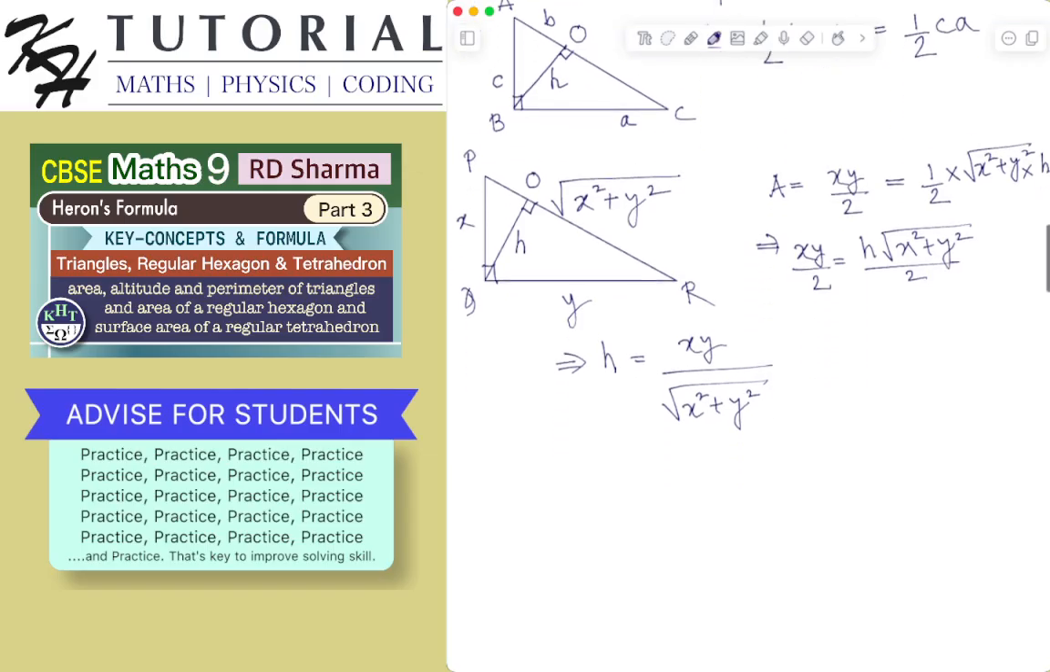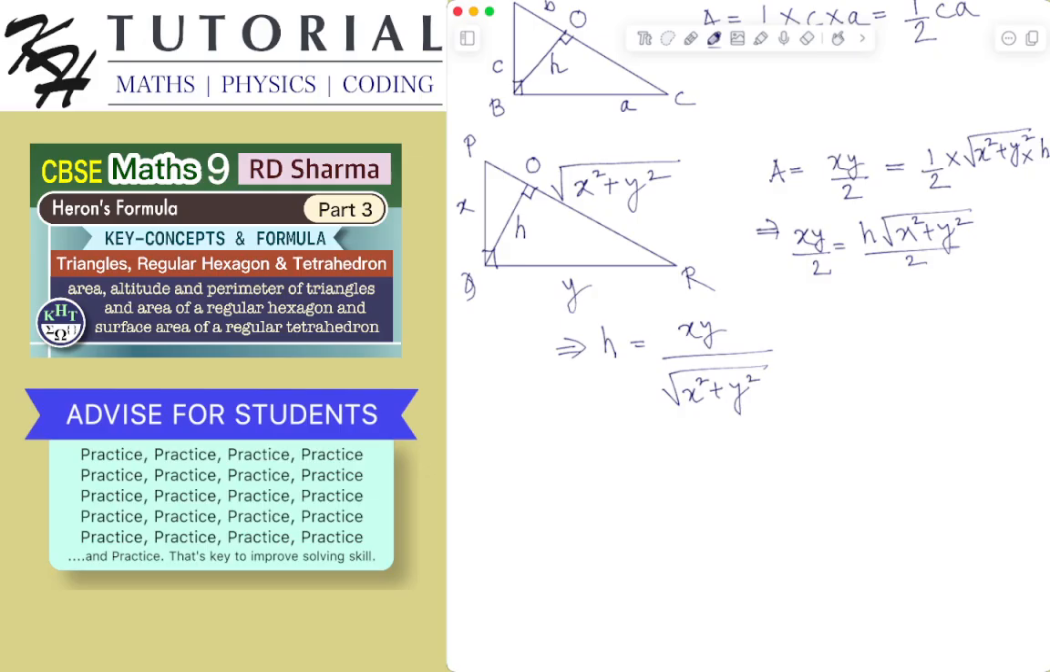Okay, now what about if the right angle triangle is isosceles? In an isosceles right angle triangle, obviously the two arms are equal. So let's say XYZ is a right angled isosceles triangle where the two arms are equal, and let's say the length of the two arms is a. So then what will be the area? Obviously from here we can find the hypotenuse, we can find the area, also the perimeter.